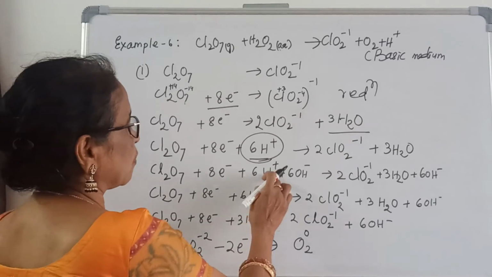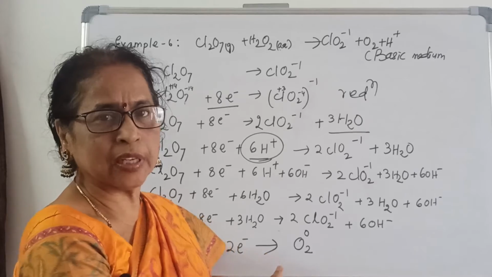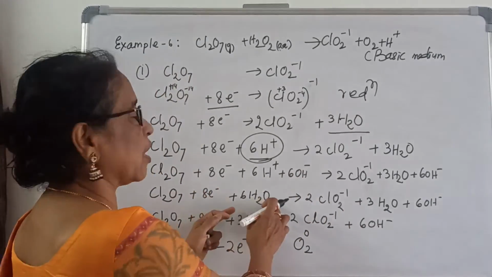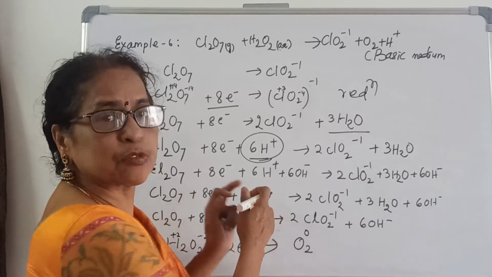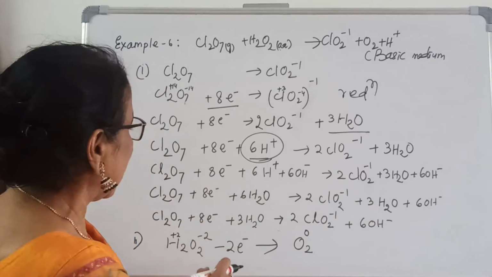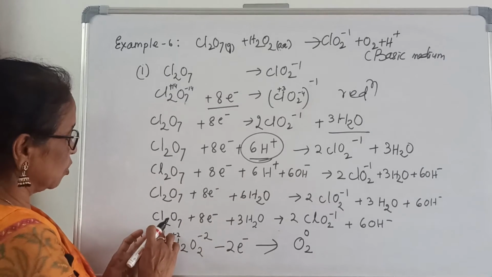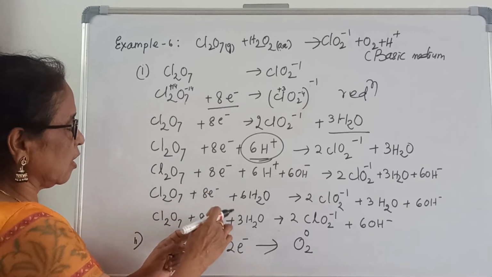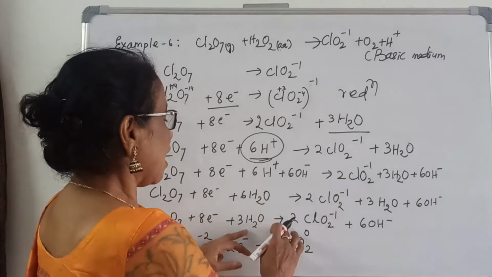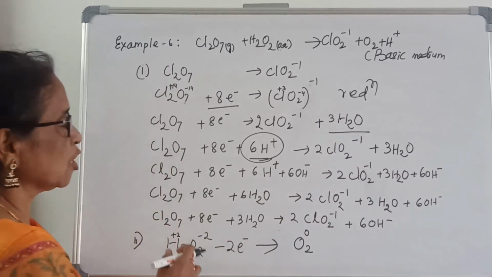Now with this 6 H plus and 6 OH minus, what happened? That can be replaced by water molecules. Are you clear? 6 H plus and 6 OH minus give 6 water, which can be written as 6 water on the reactant side. Already 3 water are on the product side, and now 3 water are cancelled. Then what is the last equation? Cl2O7 plus 8 electrons plus 3 water, and the product is 2 ClO2 minus plus 6 OH minus.